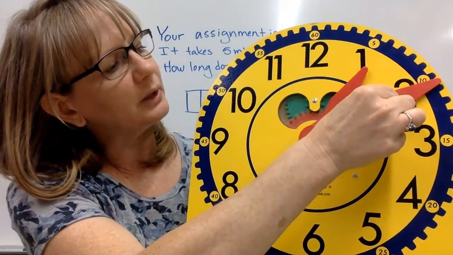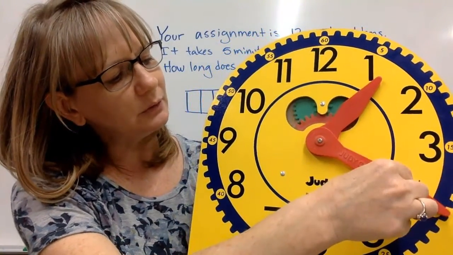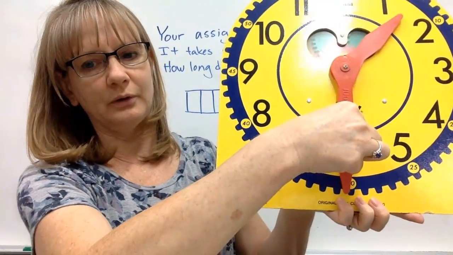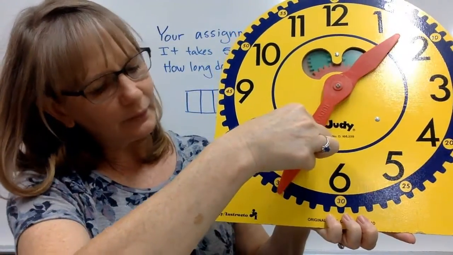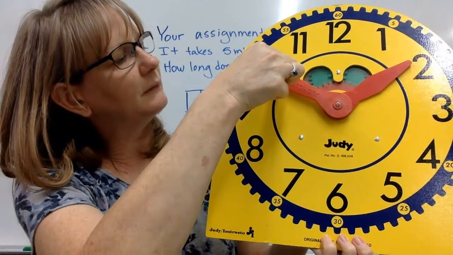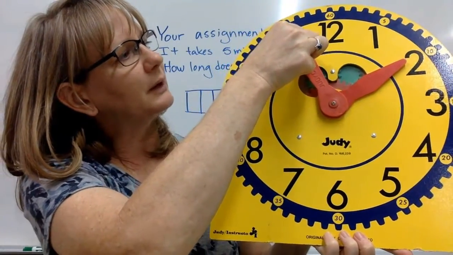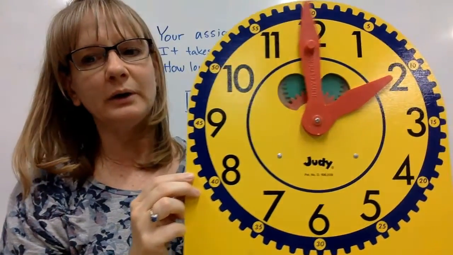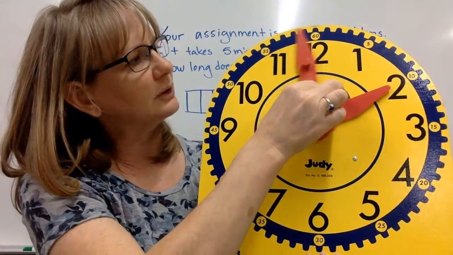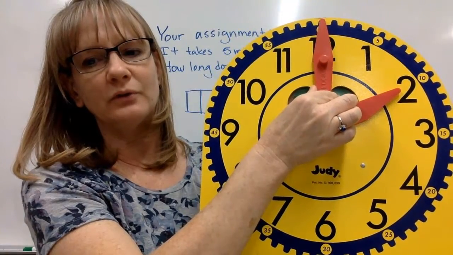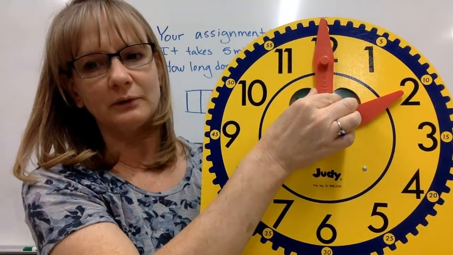5, 10, 15, 20, 25, 30, 35, 40, 45, 50, 55, 60. That was 1 hour. And we are now at 2 o'clock. Sorry, it does not stay. 2 o'clock, 1 hour, 60 minutes.